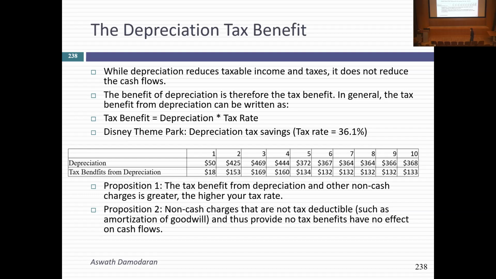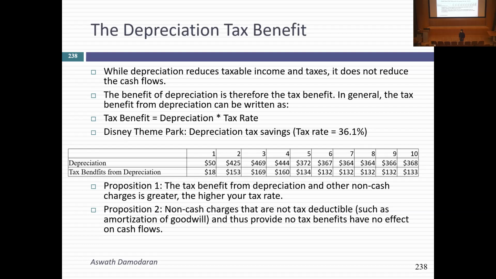Second, non-cash charges that are non-tax deductible. And there are some, like some amortization, that you might as well ignore. Because what's the point of subtracting it out if it's not tax deductible? So if you're not taxed as an entity, you can ignore depreciation. But if you're taxed as an entity and there are amortization expenses that are not tax deductible, you can just ignore them entirely in your analysis because you're going to subtract it out. It's not going to affect your tax, and then you're going to add it back again. So the effective depreciation shows up in the tax benefits.